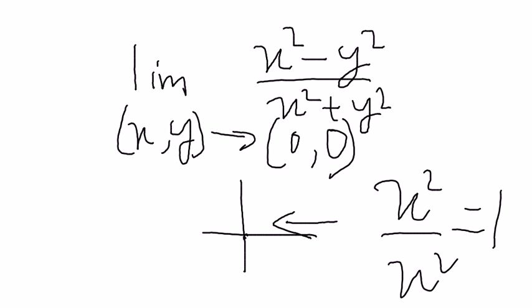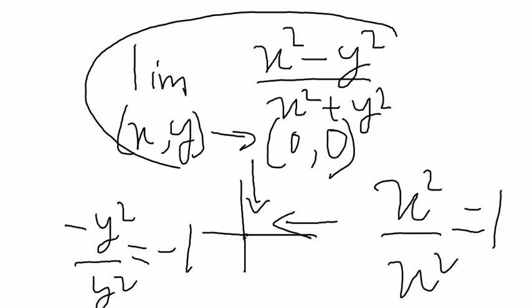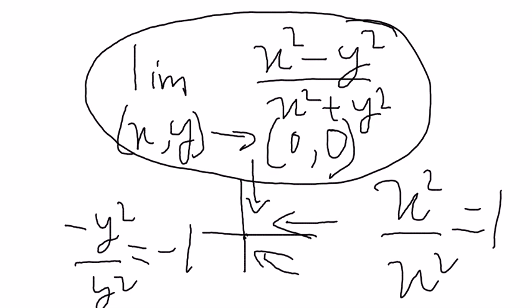Right? Now let's approach the same limit along the y-axis. Okay? And if we do that, you see that the x value takes 0. So then we have minus y squared by y squared, which equals minus 1. Now you see, obviously 1 does not equal minus 1. So what we conclude from this expression is that this limit does not exist. Right? This limit does not exist because for the limit to exist, no matter in which direction you approach the limit, it should be the same thing, right?